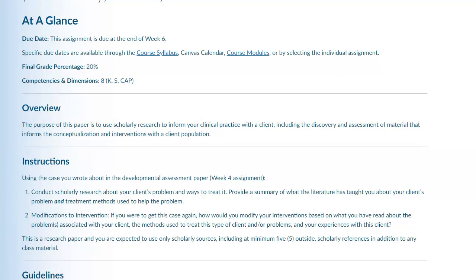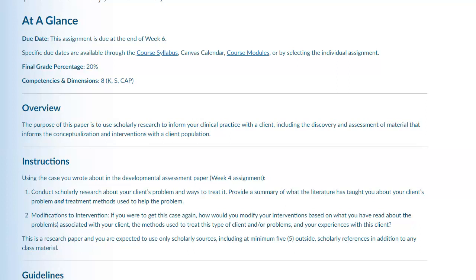So you are going to be taking the client problem that you wrote about in the developmental assessment paper. You're going to be taking that case and isolating a specific issue within that particular case and conducting scholarly research about that problem and ways to treat it. So when I say scholarly research, you're going to be looking at specific scholarly sources that you would find from the library.